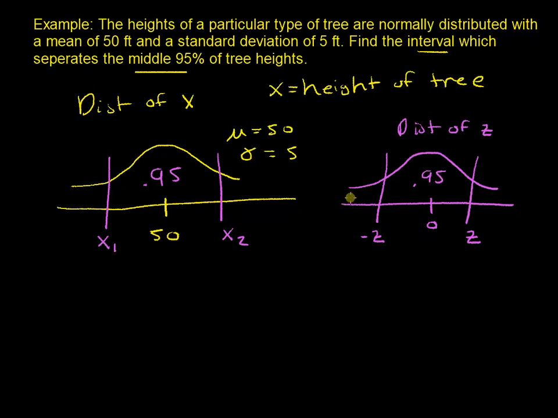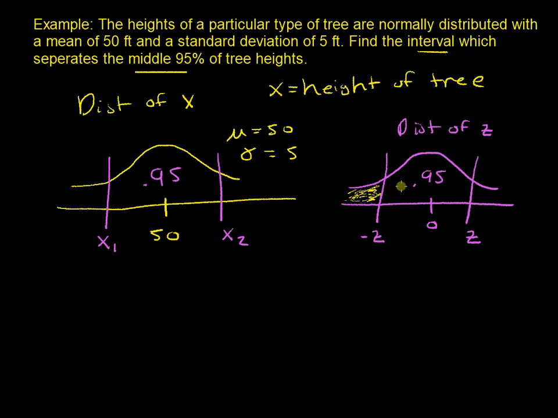I need to know what the area behind one of these z values is, so I can look it up in my table. It's easier to find the area behind this z value. I could find the area behind that z value just as easily, but then I'd have to add this area plus that area. So I'll find this area, the one I'm marking in yellow. The total area under the curve is 1.